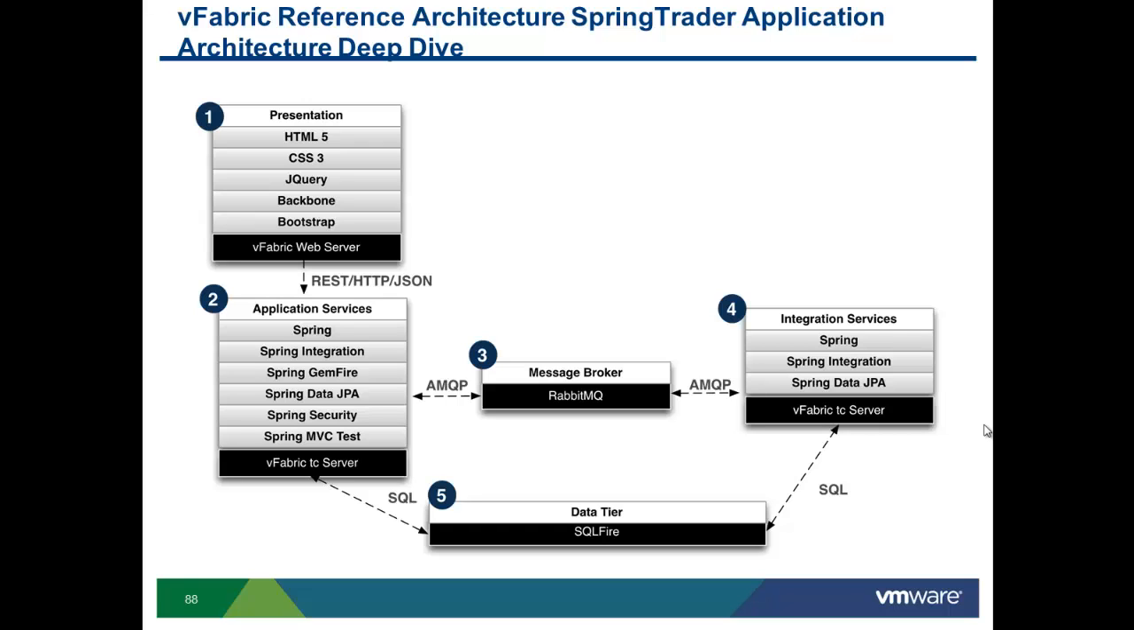On the other hand, other application services communicate to the data tier, shown as layer number 5. The data tier is essentially, as mentioned earlier, a vFabric SQLfire partitioned in-memory data management system. This is a high-level summary of all of the libraries and components used within SpringTrader.